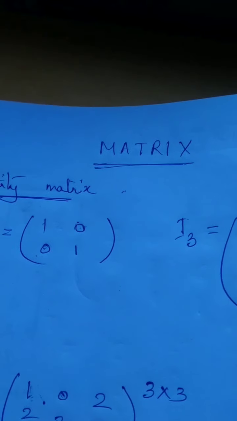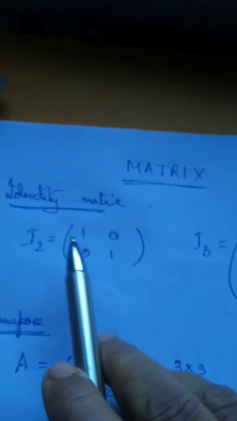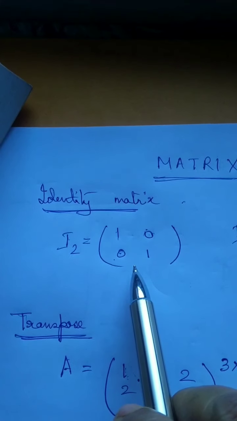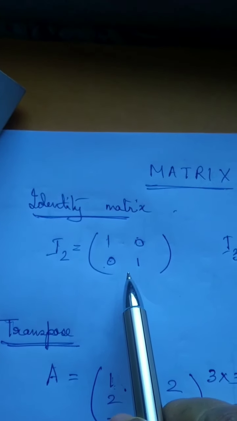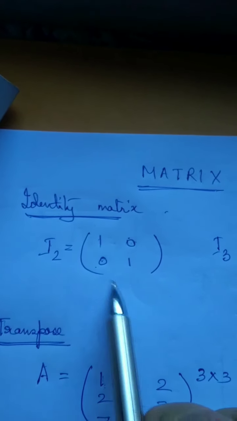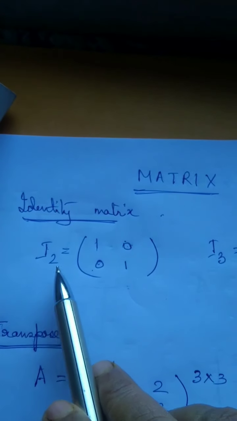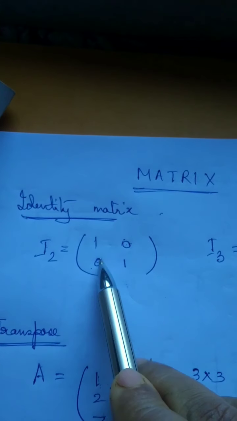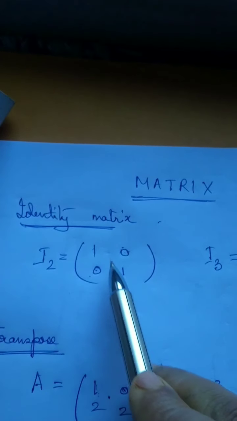Let me define to you once more the identity matrix. Now, what is an identity matrix? An identity matrix is a square matrix, all of whose principal diagonal elements are equal to 1 and off-diagonal elements are equal to 0. Now, this is an identity matrix of order 2 denoted by I2. Now, this is one diagonal and this is also another diagonal. This we call the principal diagonal.